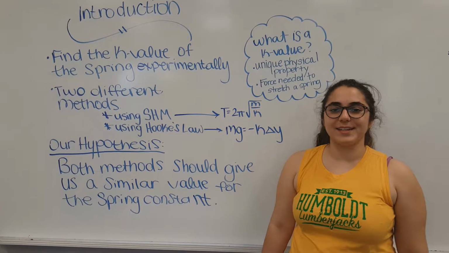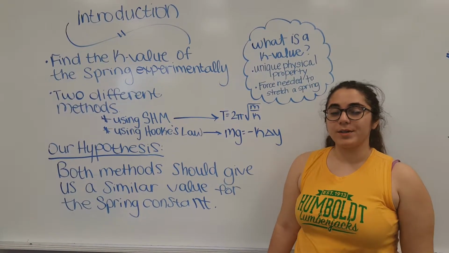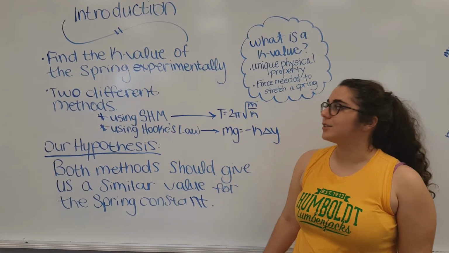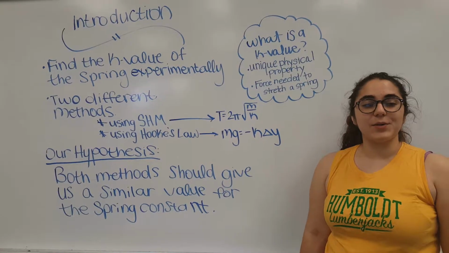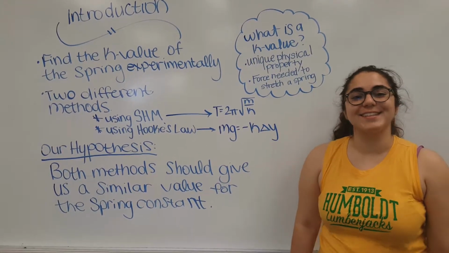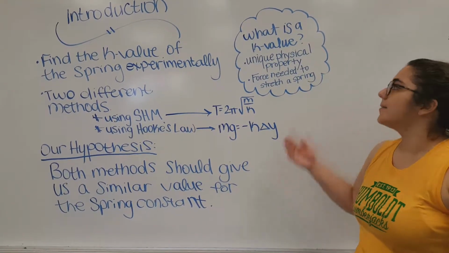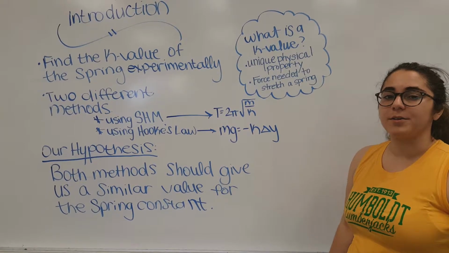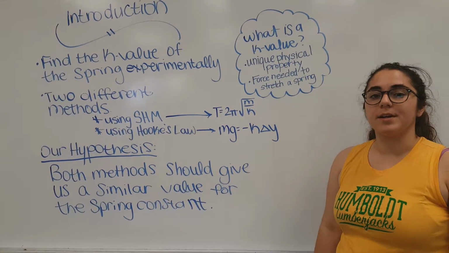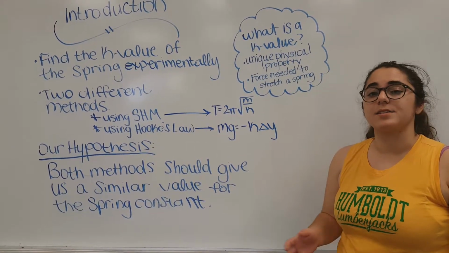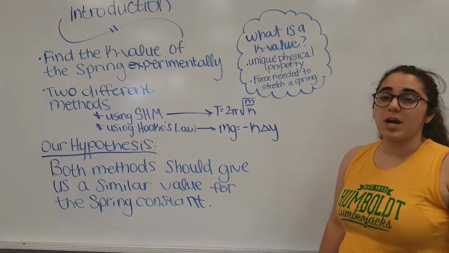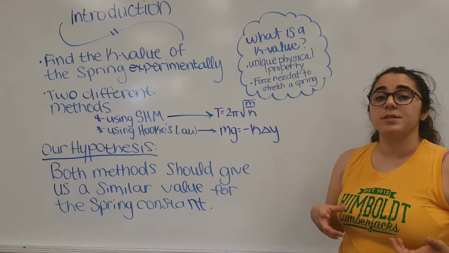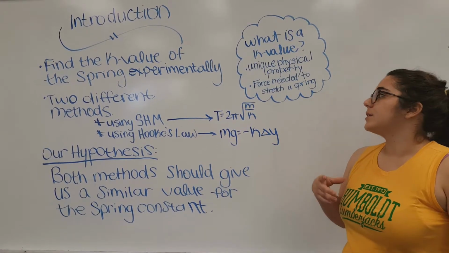Hi, I'm Natalie, and in this video, we explain how we experimentally determine the K-value of a spring. What's a K-value? I'm glad you asked, attentive student. So the spring constant, otherwise known as the K-value, is a physical property of springs, and each spring has its own unique spring constant.